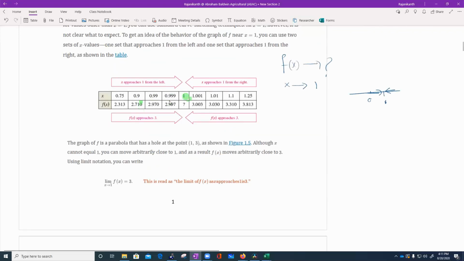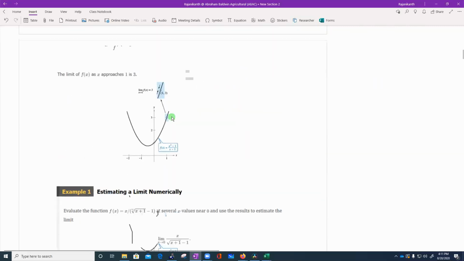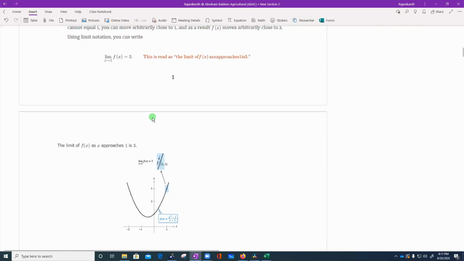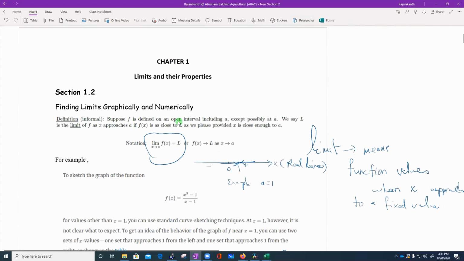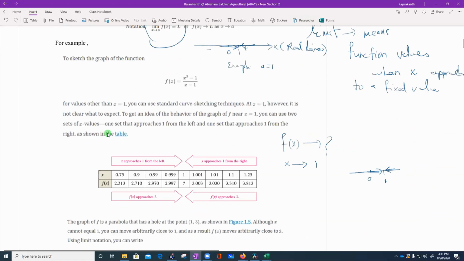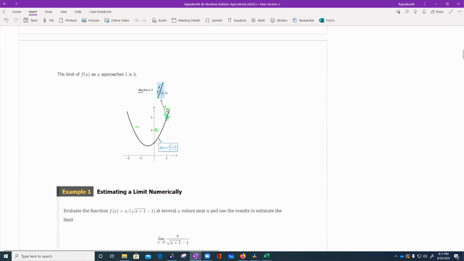This method is always going to be a lengthy procedure. You need to plug in so many values and check, but this is obvious, so you could guess the answer. The second method is the graphical method to find out the limits. If you are asked to find the limit value graphically, you have to draw the graph of the function f first, then analyze what's happening at the given point.